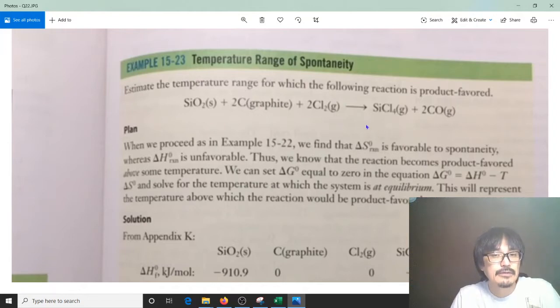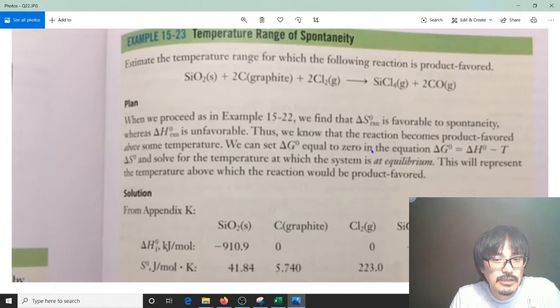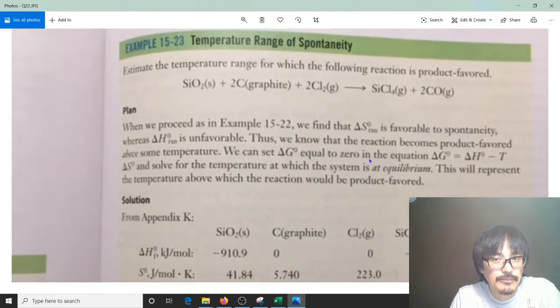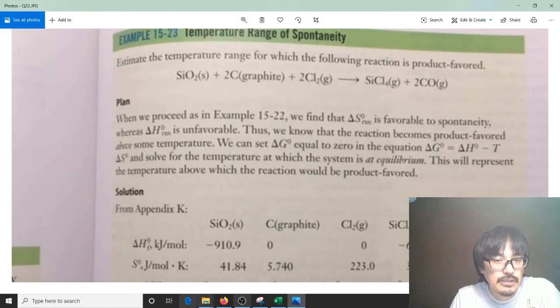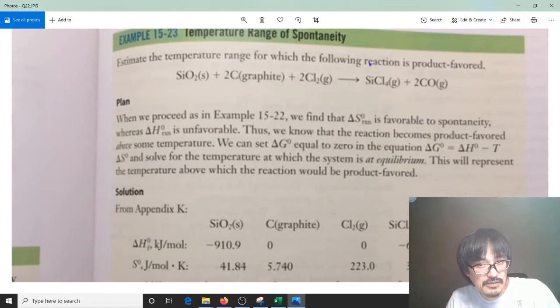Okay, so all of this information from the table is given here. Notice that we don't really use the delta G here because we're solving for the temperature, right? So when you're solving for the temperature, there is no guarantee that the temperature is going to be at room temperature, right? So we can't use delta G naught because delta G naught is only good for 25 degrees Celsius.